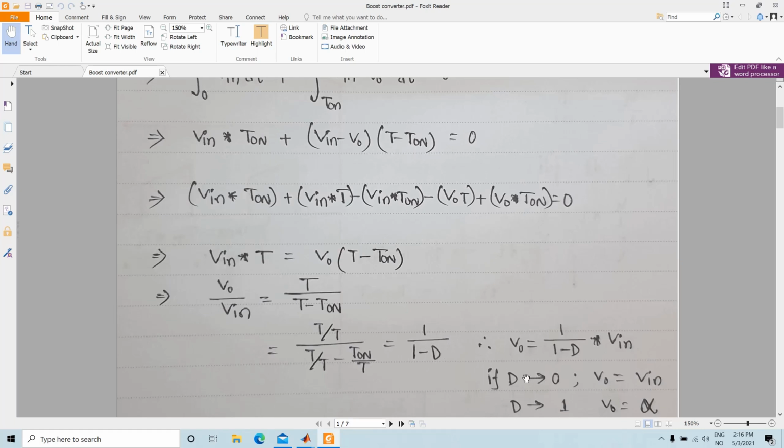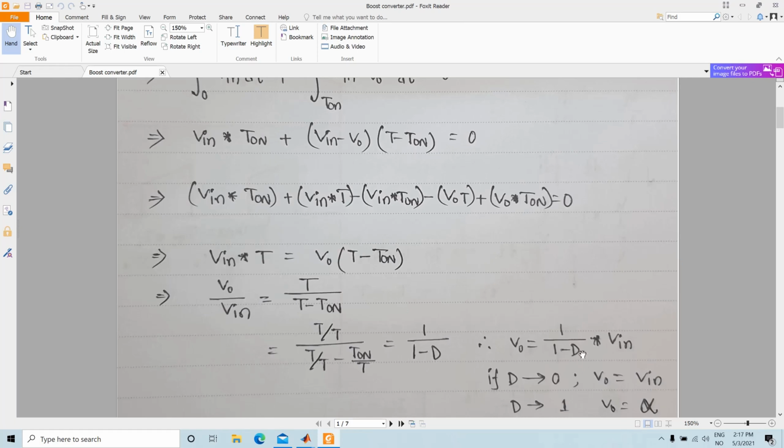Now, as this duty cycle value, or the D value, varies from 0 to 1, our output voltage will also vary accordingly. For example, when the duty cycle approaches 0, or when the duty cycle is very small, at that time this D value is very small, so the denominator term is approximately equal to 1, and at that time our V output is equal to V in.